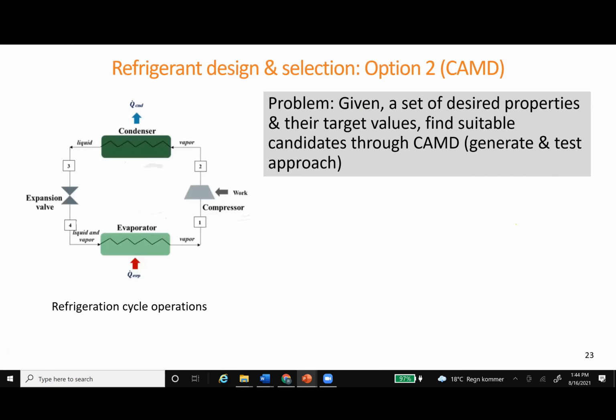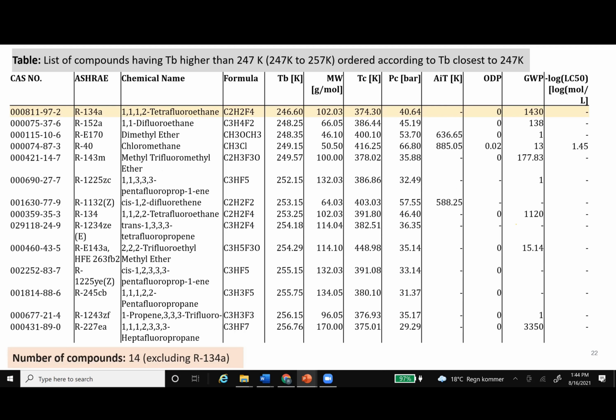So now, if we want to solve with option 2, with option 1, as we said, we just give the properties we want as target. We go to the database and we search and we find. And then we can take one of them as the reference in terms of property and also the molecule. And then we have to do the PVT relationship calculations and process simulations to find out whether they match all the other performance criteria.